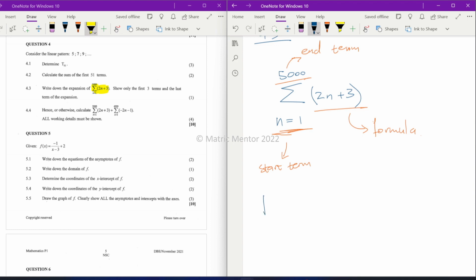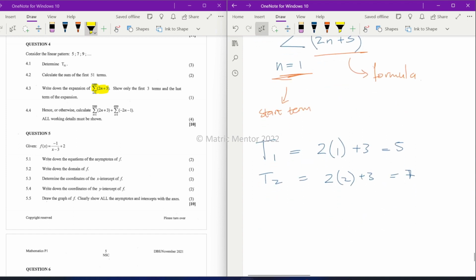So for example, T1 would equal 2 times 1 plus 3, which equals 5. T2 would equal 2 times 2 plus 3, which equals 7. And then T3 would equal 2 times 3 plus 3, which is 9.